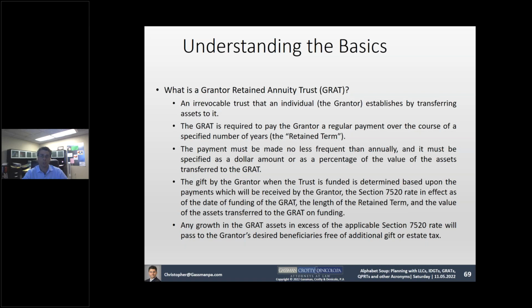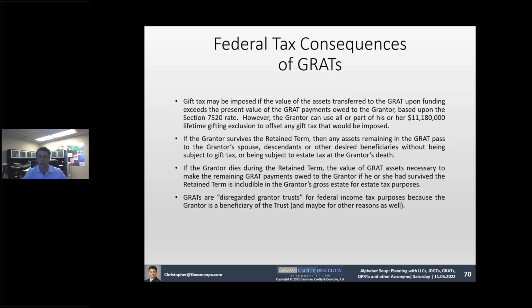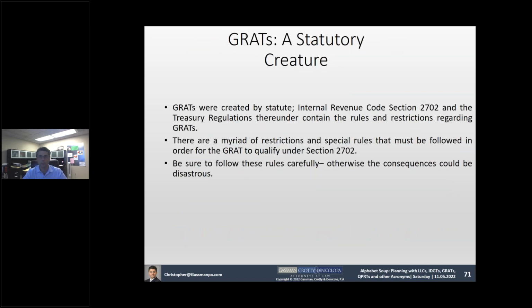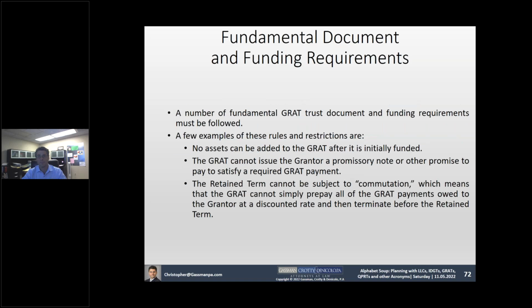Essentially, if the assets grow in excess of that hurdle rate, which is the Section 7520 rate, it's now 4% this month, I believe, then the growth in those assets above that amount can be held free of estate tax without using the exemption level that I discussed earlier. So it's a very important technique and is commonly used. I'm essentially just going over the nuts and bolts of it here. It is a creature of statute. The Internal Revenue Code provides for the creation of a GRAT, so the IRS does respect them so long as fundamental document and funding requirements are complied with.